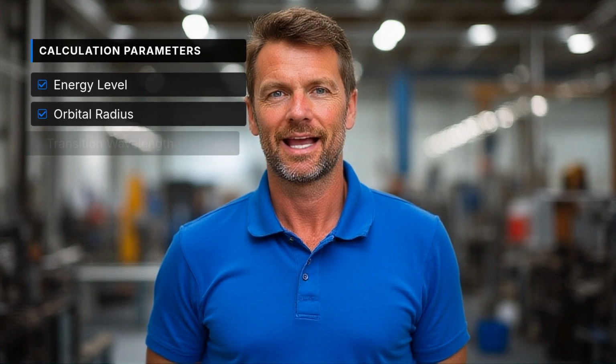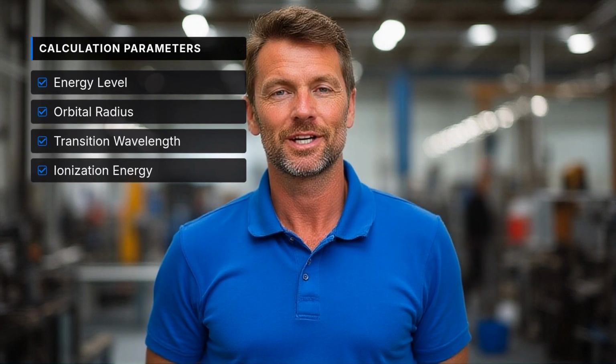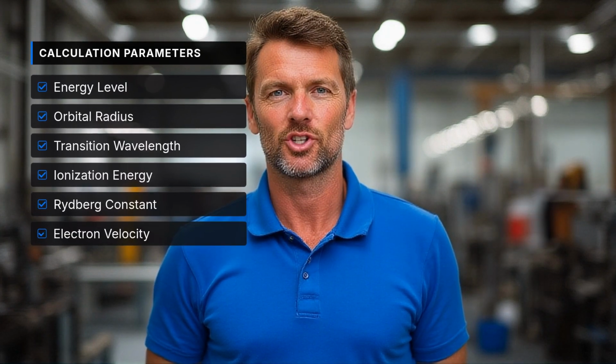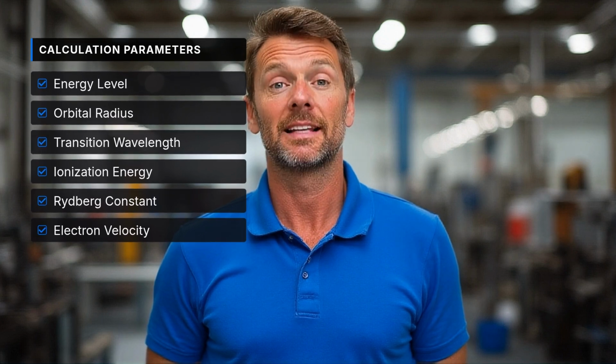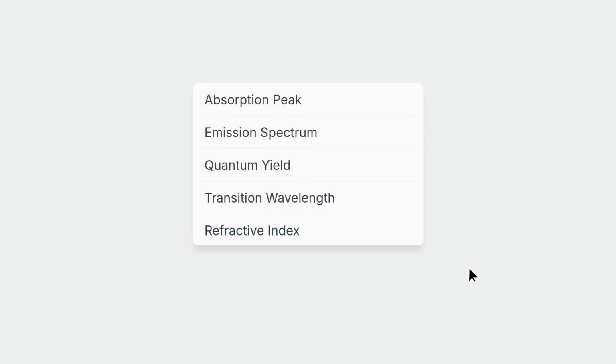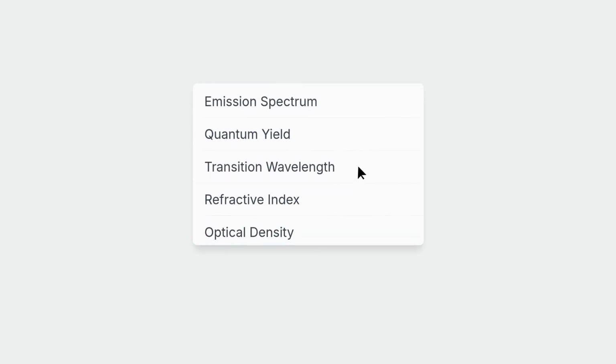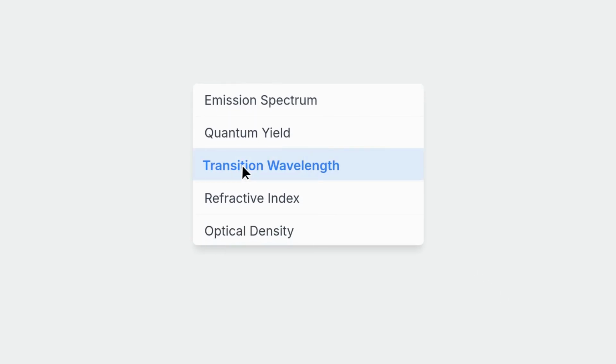Let's examine the inputs. First, we have the calculation mode dropdown with 6 options: energy level, orbital radius, transition wavelength, ionization energy, Rydberg constant for ion, and electron velocity. For this demonstration, we'll select transition wavelength, which is crucial for spectroscopic applications.